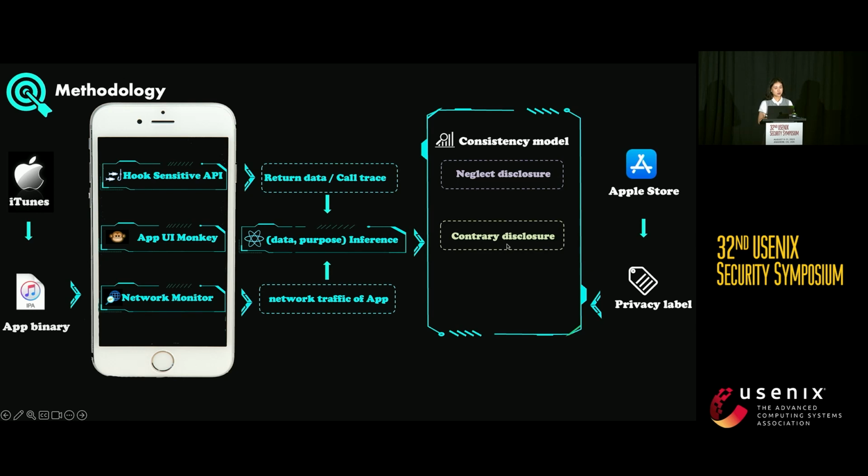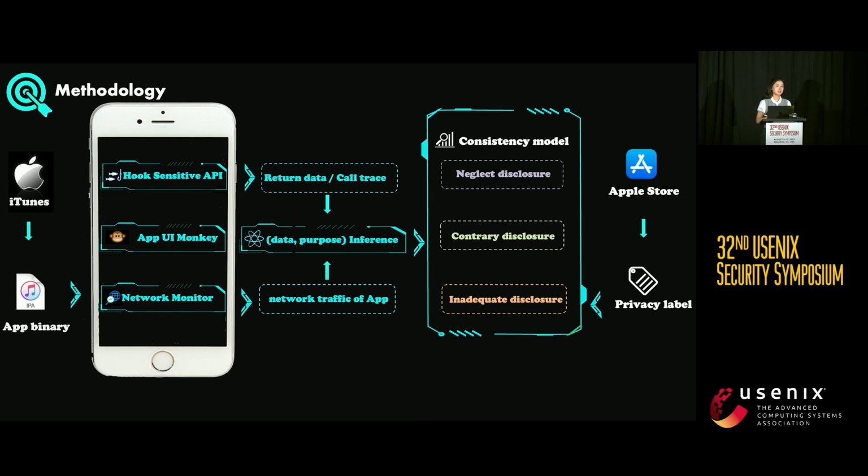And the second is contrary disclosure. This is defined at the purpose level, where, for example, from the code behavior, if we observe the data purpose is analytics, but in its privacy label, it claimed it as app functionality, we will regard this as a contrary disclosure for the purpose. And the third one is inadequate disclosure.